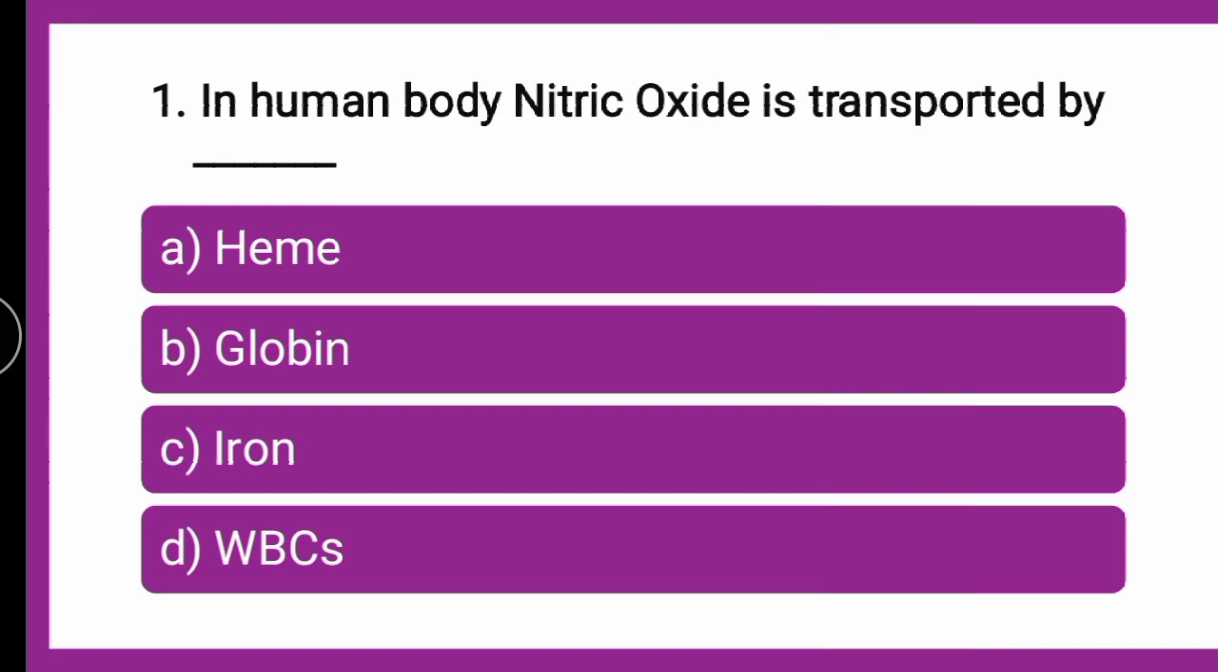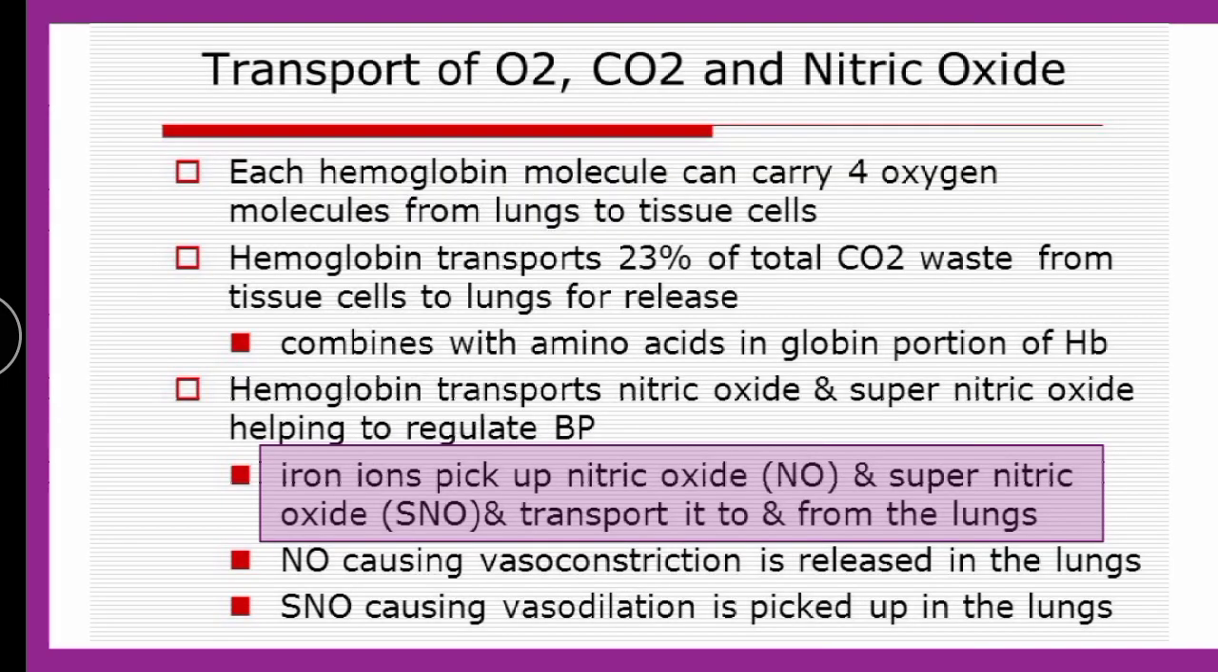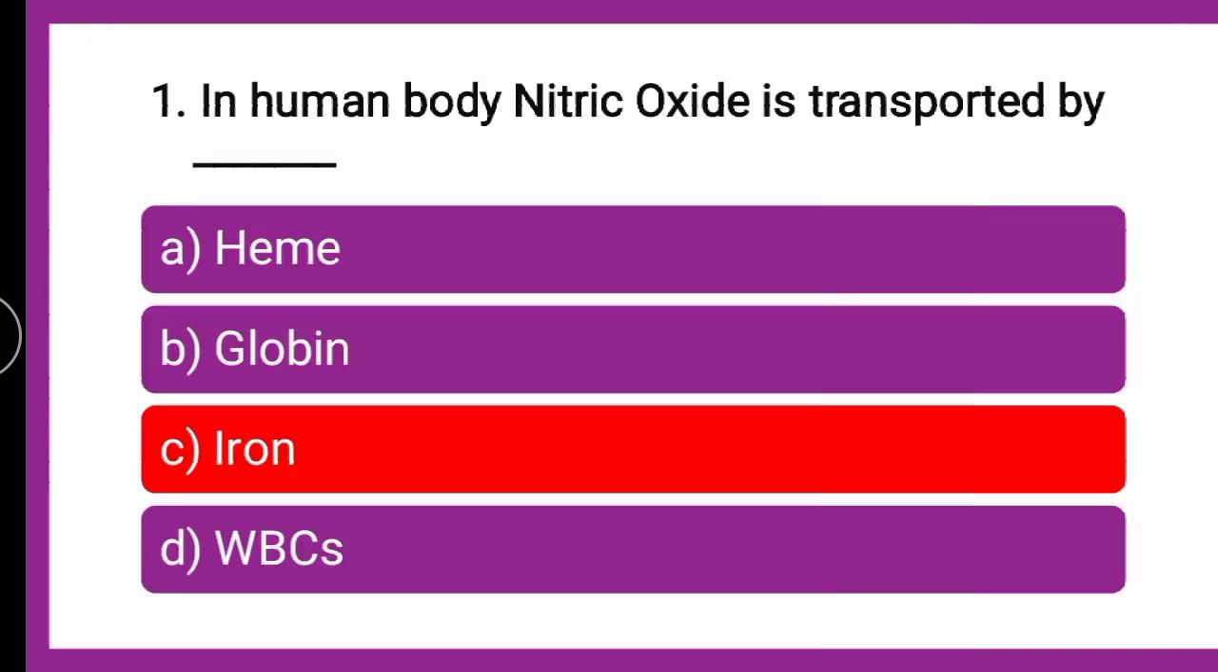So, the explanation includes the transport of nitric oxide. Hemoglobin transports nitric oxide and supernitric oxide, which helps in regulation of blood pressure, wherein the iron part, that is Fe ferric, will pick up the nitric oxide and supernitric oxide and transport it to and from the lungs. So the correct answer is, it is iron which transports the nitric oxide.